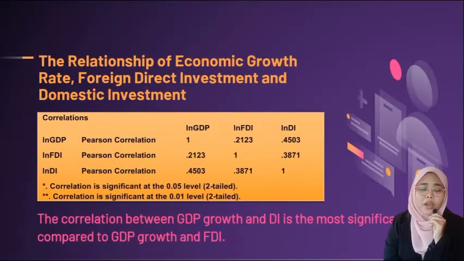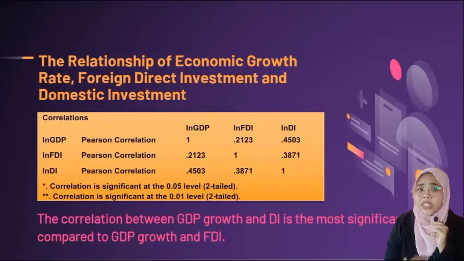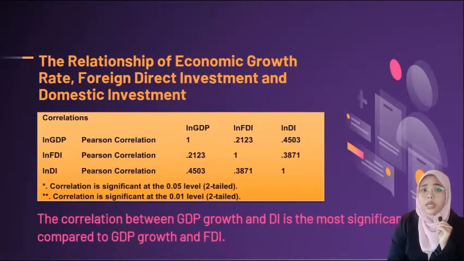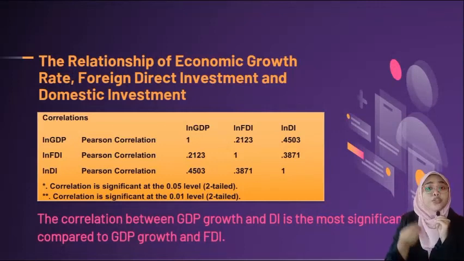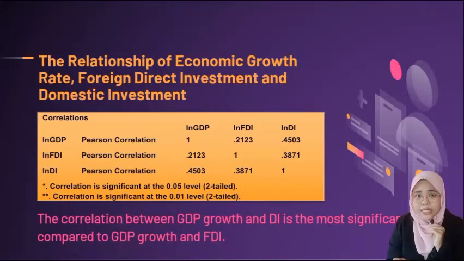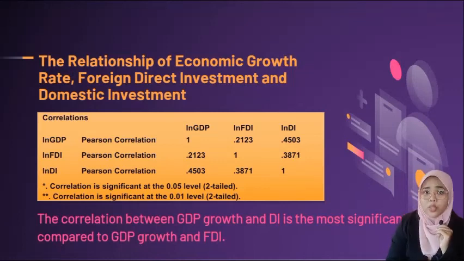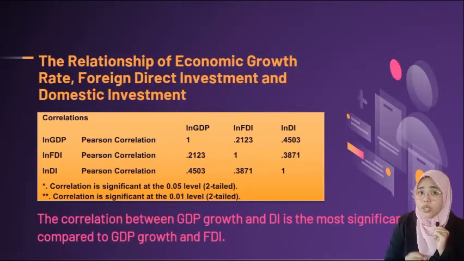Okay, for the last part of this empirical study, we want to identify if there is a relationship between the independent variables and the dependent variable, and thus we ran the correlation test using the Pearson correlation test to find the result. As you can see in the table, at the 5% significance level, the correlation between the GDP growth and foreign direct investment is 0.2123. This emphasizes that there is a positive relationship between both of them.